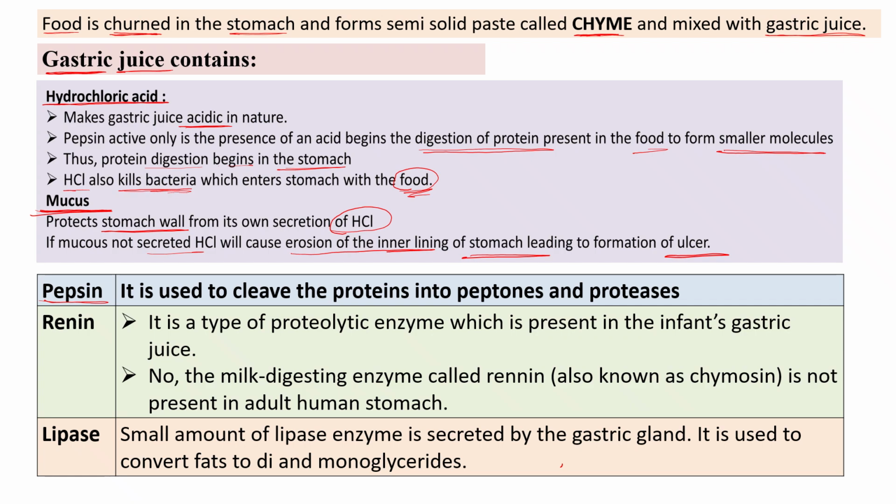Now, next comes pepsin. Pepsin is the enzyme which is secreted in the stomach, and it cleaves the proteins into peptones and proteases.